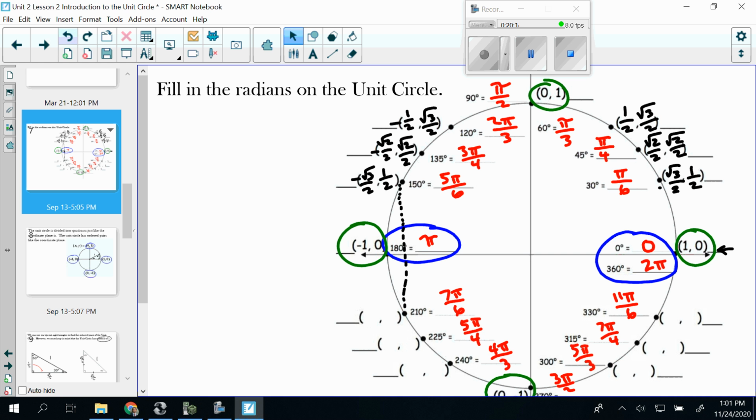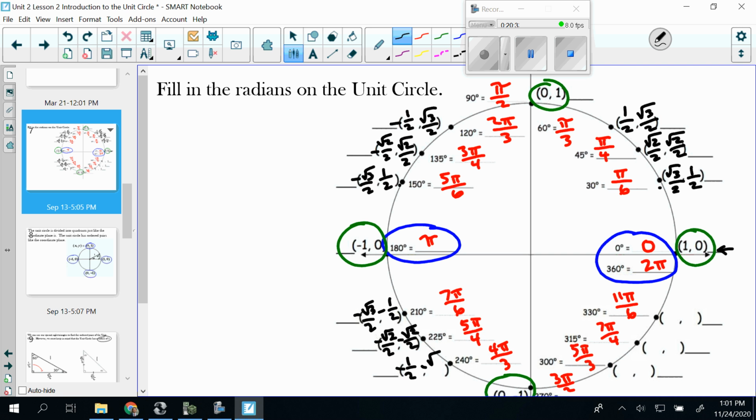I am going to get that this is negative square root 3 over 2 and negative 1/2. This would be negative square root 2 over 2, negative square root 2 over 2. And this last one would be negative 1/2, negative square root 3 over 2. Why don't you pause the video, see if you can fill in these last ones now.